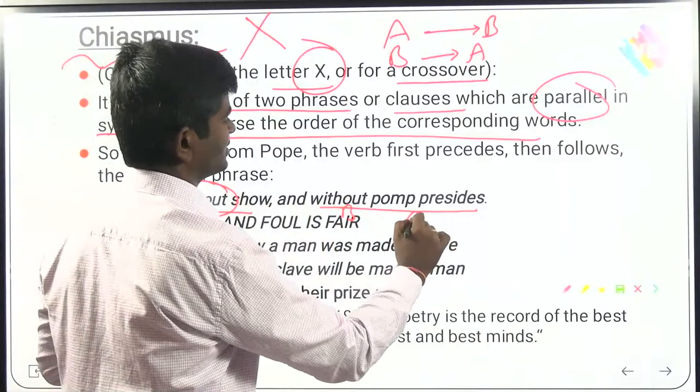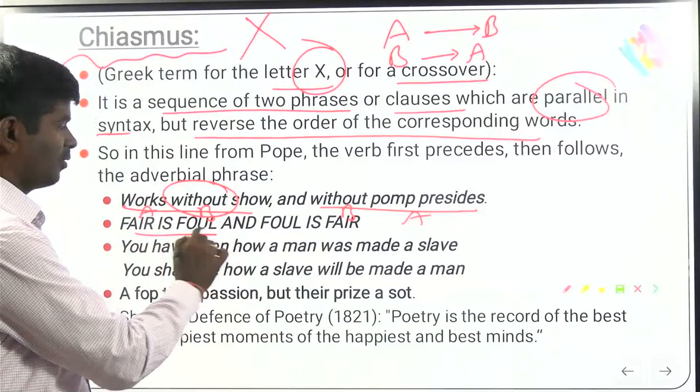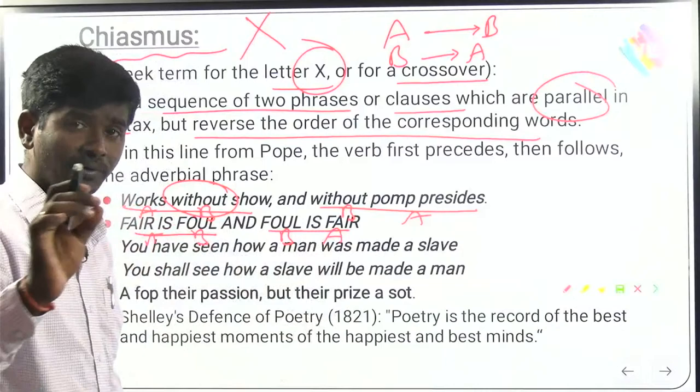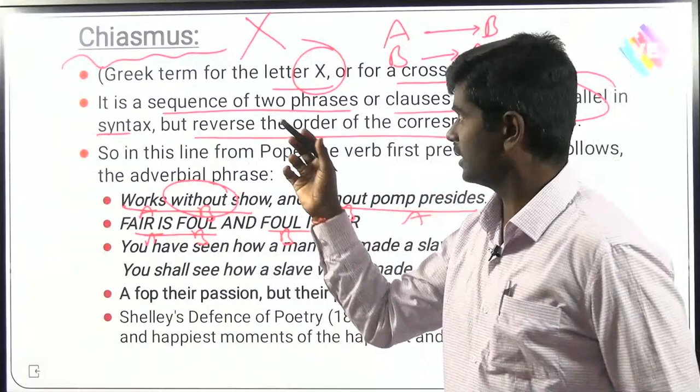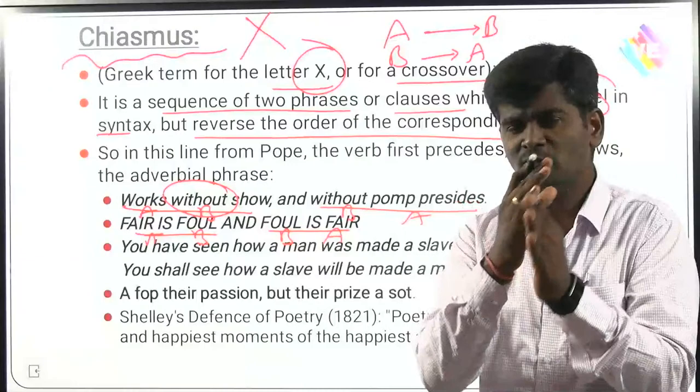Next, fair is foul and foul is fair. Fair is foul, A, B. Foul is fair, B, A. So you are not going to focus on the meaning of the sentence. You only focus on the structure, the syntactical pattern. When you reverse it, you need to get exactly the opposite.